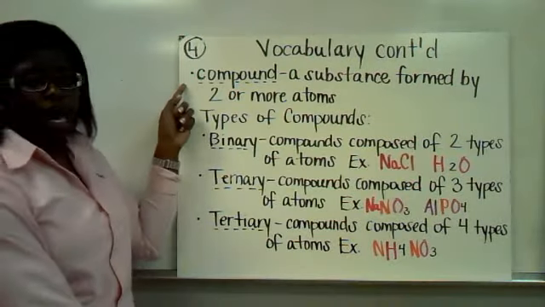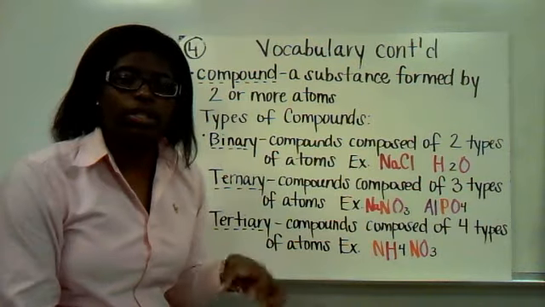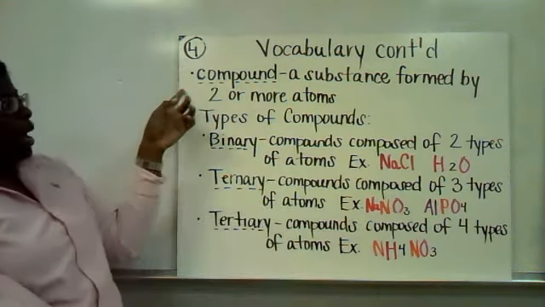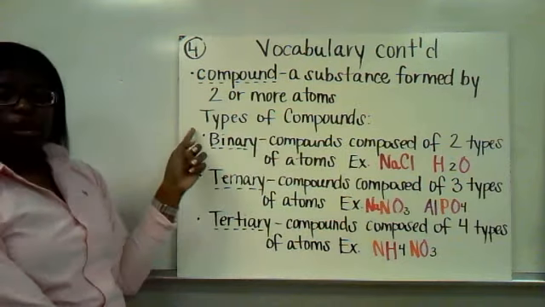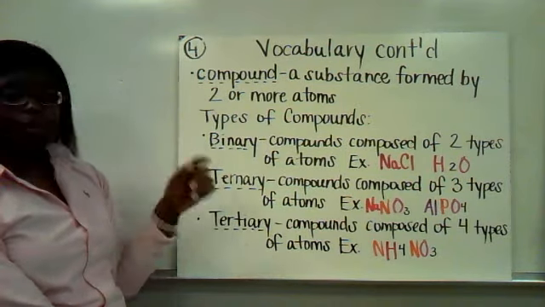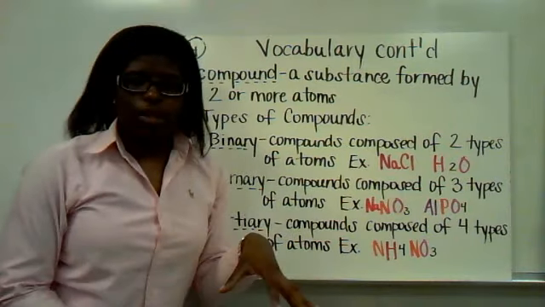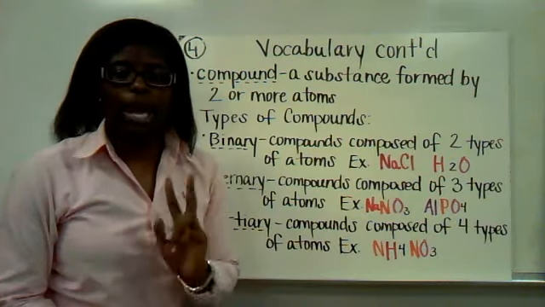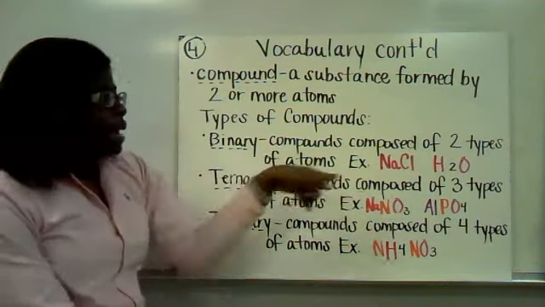So finishing up our vocabulary, you have a compound. We've talked about compounds before when we first learned how to classify matter. This should be a review for you. A compound is a substance formed by 2 or more atoms. You have more than one type of compound. Your types of compounds include binary compounds. So we all know that bi means 2. Think about a bicycle. Your bicycle has 2 wheels. Binary compounds are composed of 2 types of atoms.